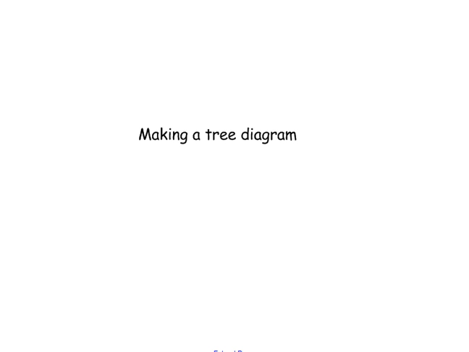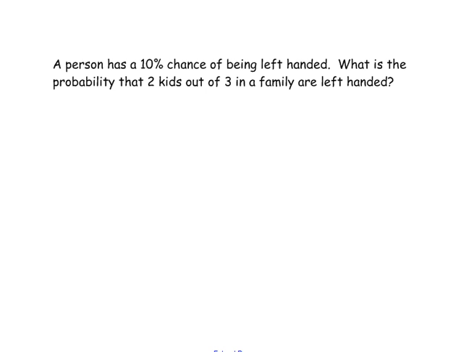One of the easiest ways to work with this is to make a tree diagram. This is possible if you don't have a whole lot of different options for things to happen. Here we have a person has 10% chance of being left-handed. What is the probability that 2 kids out of 3 in the family are left-handed? Since we only have a total of 3 kids, making a tree diagram is not going to be too big.